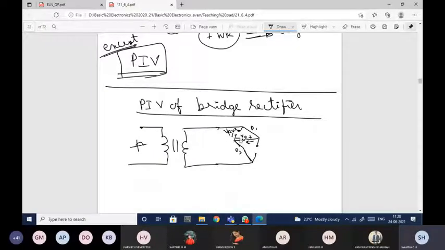And here I need to find VPIV. In order to find VPIV, I will take the equation in such a way that this part is covered. So I'll apply KVL here, only in this loop. Can I apply it in this loop? Anybody have doubts why I'm applying only here?